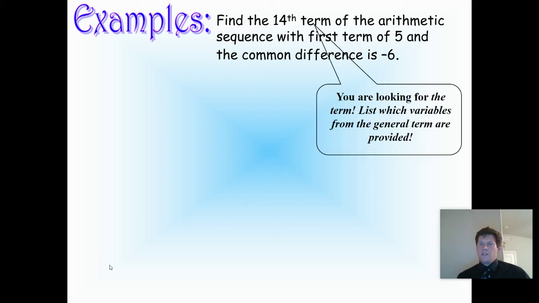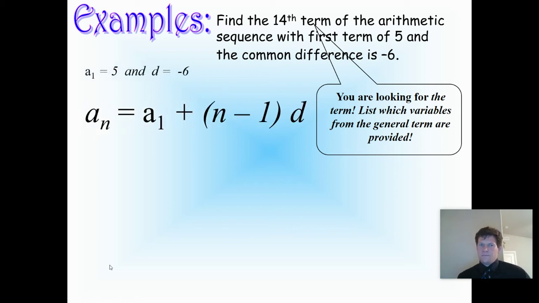We're looking for the 14th term. So we know it's going to be a with a little 14. Our first term was given to us. They said it was 5. N is 14 since we're looking for the 14th term. And then our common difference was given to us. That's a -6.